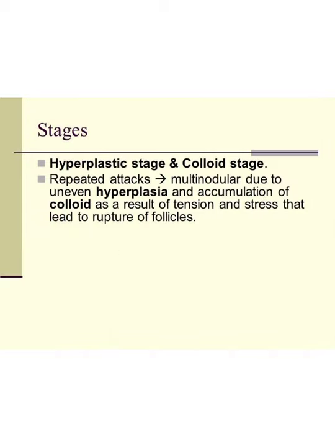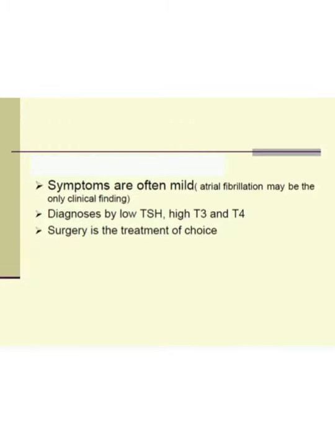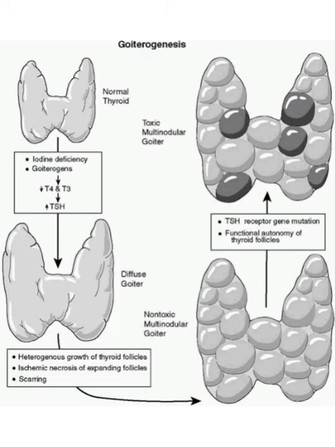There are two stages, hyperplastic stage and colloid stage. So multinodular goiter is due to uneven hyperplasia and accumulation of colloid when there are repeated attacks, which will cause rupture of the follicles. Symptoms are often mild and diagnosed by the thyroid hormone test: low TSH, that is thyroid stimulating hormone, and T3 and T4 hormones are elevated.